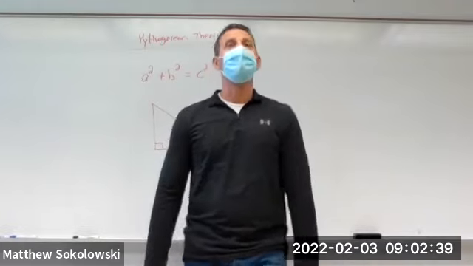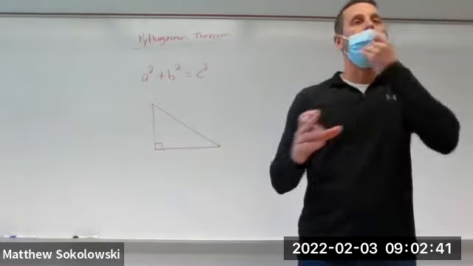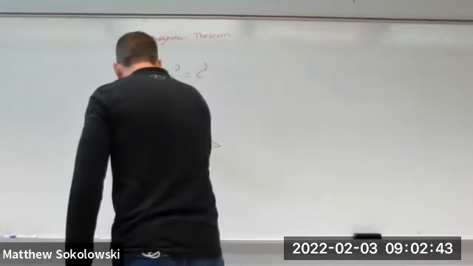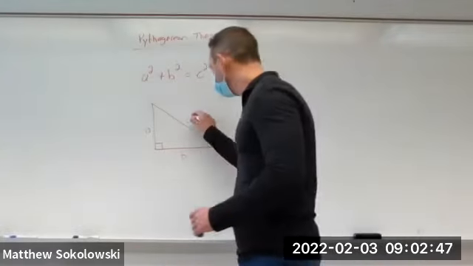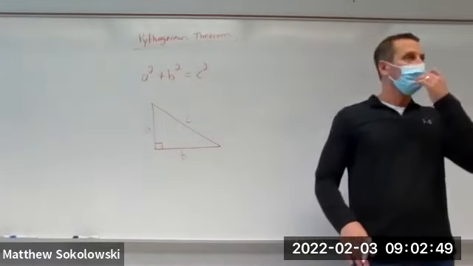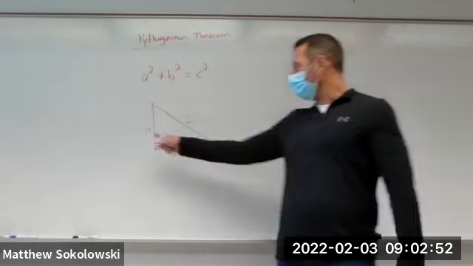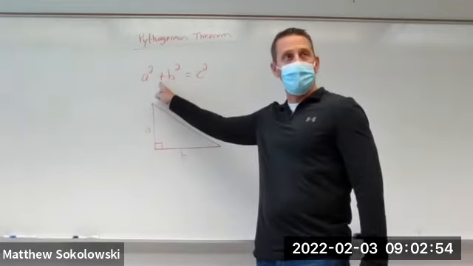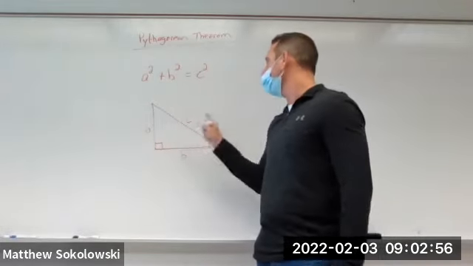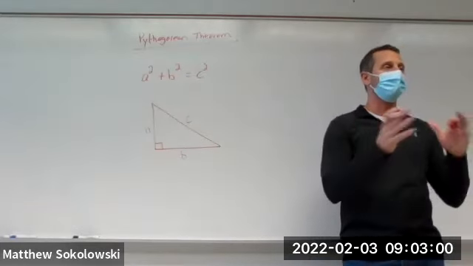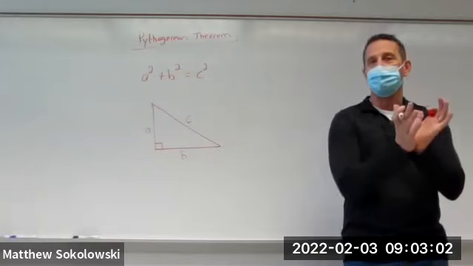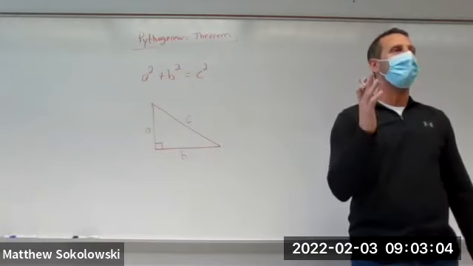All right. So when you have a right triangle, we'll call the legs A and B, and the hypotenuse is C. So what this means is if you square each leg and add them together, you're going to get the same value as if you square the hypotenuse. We talked about those in the triangle unit. The legs are the sides that make up the right angle. The hypotenuse is the side opposite the right angle.